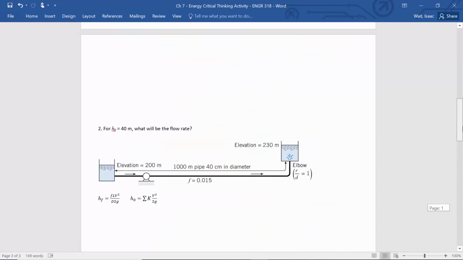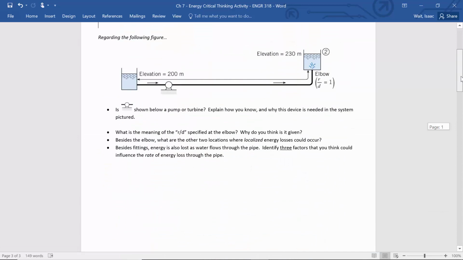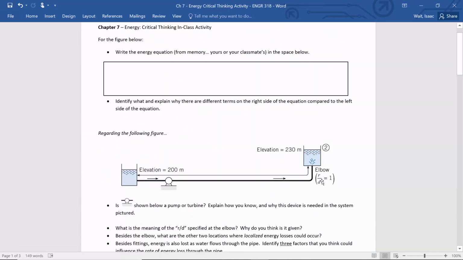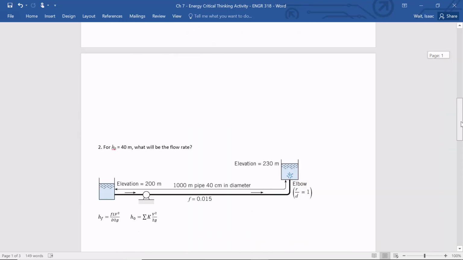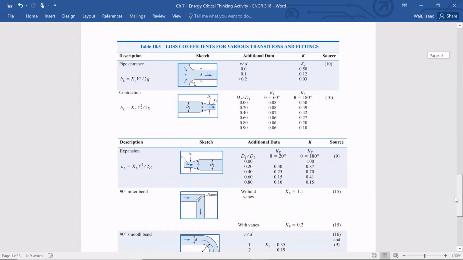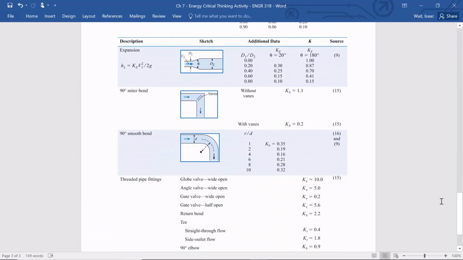Okay, so on the sketch, it says that we've got an R to D of 1. What that means is it's the radius of curvature relative to the diameter of the pipe. So that's a relatively abrupt turn. It means that if you have a 50 centimeter diameter pipe, the radius of curvature is 50 centimeters.